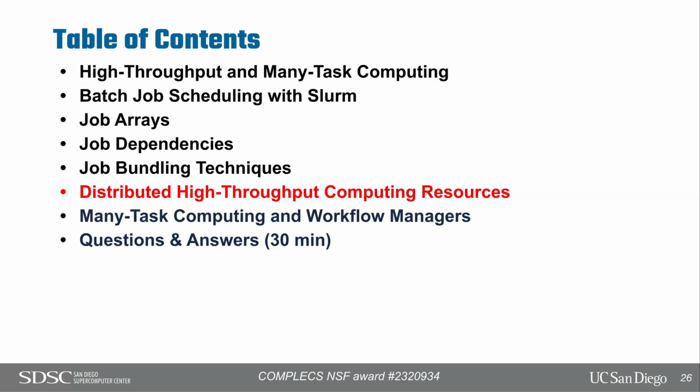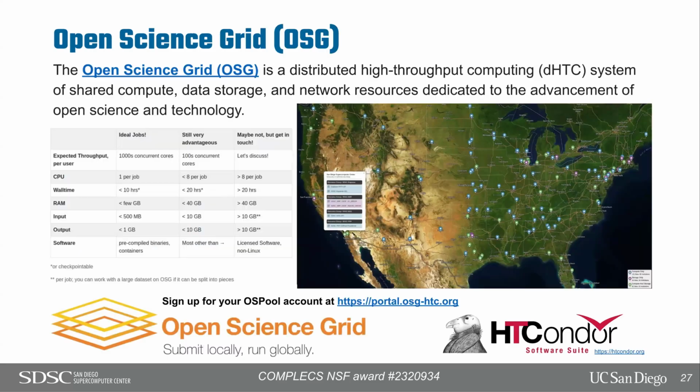And so I just want to touch on two of them, which are somewhat related, in this space of distributed high throughput computing resources. One resource out there, if you're not familiar with it, is the Open Science Grid. The Open Science Grid is a distributed compute network that allows you to run for free, essentially, right?